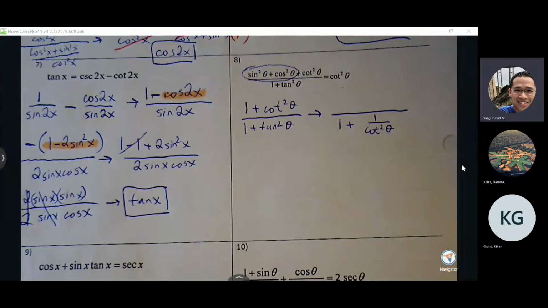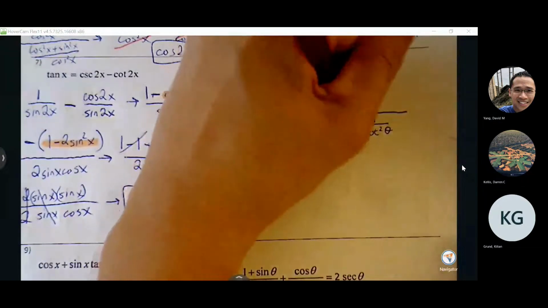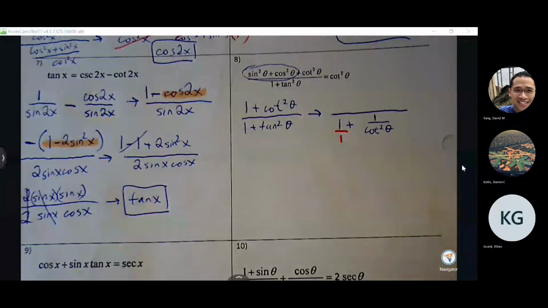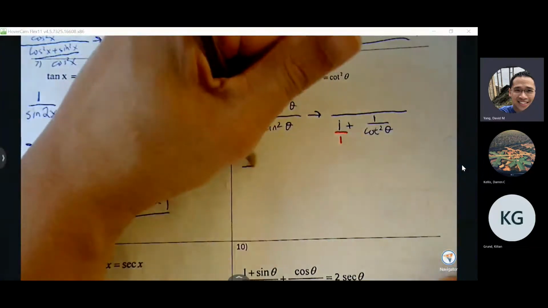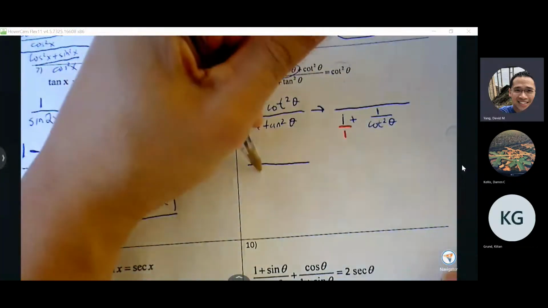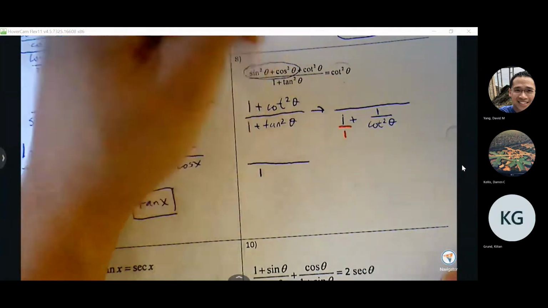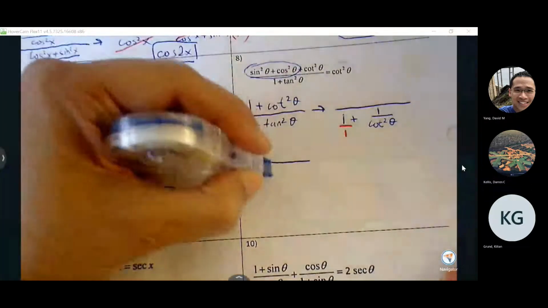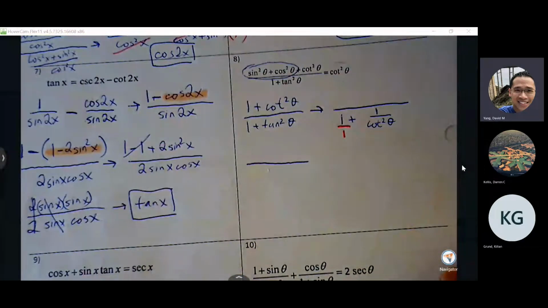Okay, common denominator. Leaving the numerator alone. The numerator is already showing me 1 plus cotangent squared. It's pretty close to where I want to be. Okay, so my common denominator is cotangent squared.